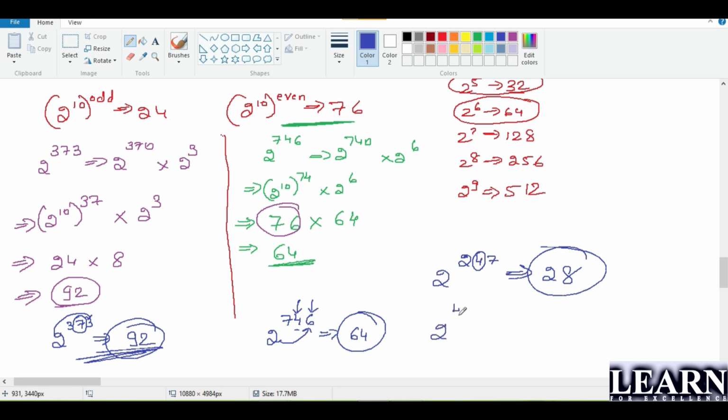Getting it? I'll take one more example, 2 to the power 476. Now look here, the tens digit is odd. So what is 2 power 6? 2 power 6 is 64. Take the complement of 64. Answer is 36. Yes, good kid. The answer is 36. Clear, guys? Now we are done with powers of 2.